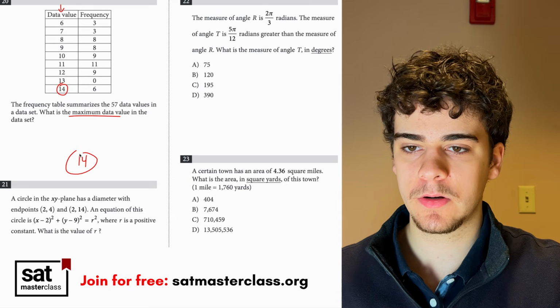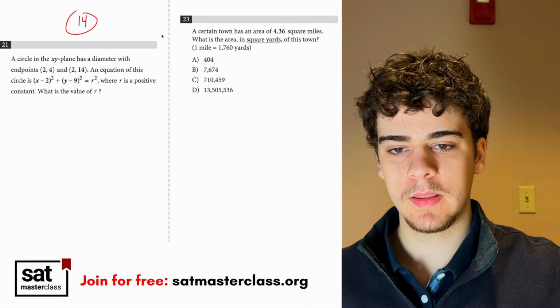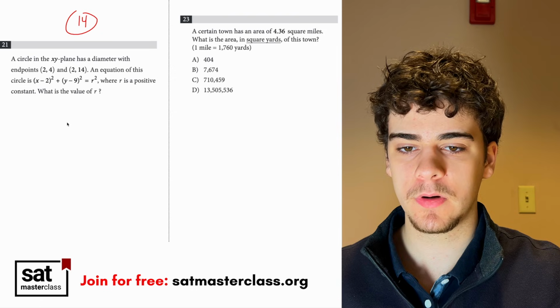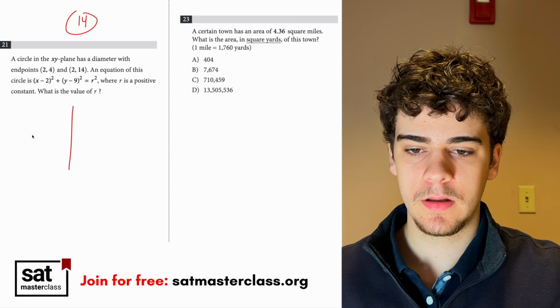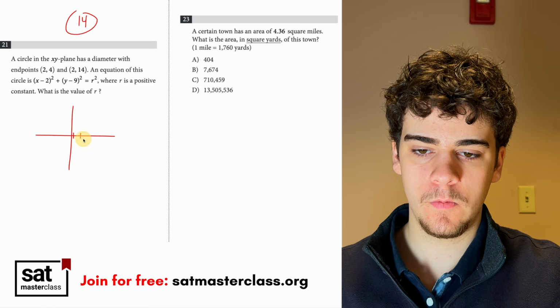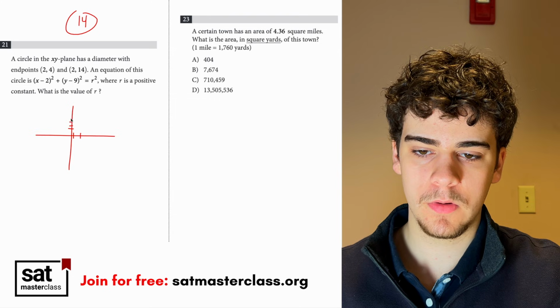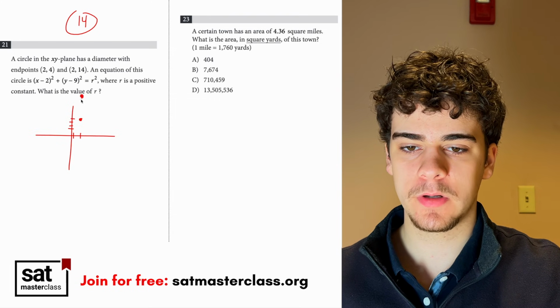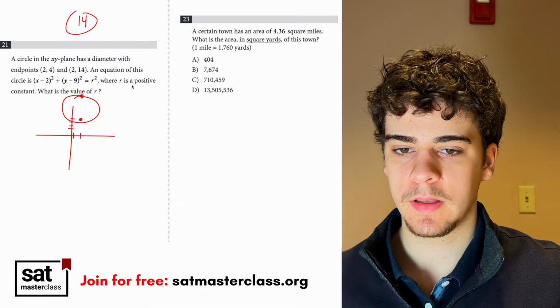So that's our answer. Question 21, a circle in the xy plane has a diameter with endpoints 2, 4 and 2, 14. So that means, let's see, x is going to be at 2, and then we're going to be at 4, and then we're going to be basically up here at y equals 14. So it's going to look something like that.